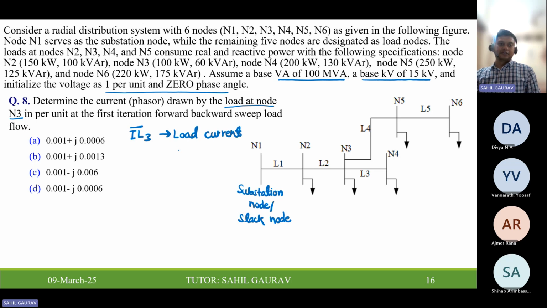Load current at node N3. So what we can do, we can find all the load currents, because in the next problem they will ask the line current. So it's better to find all the load currents.